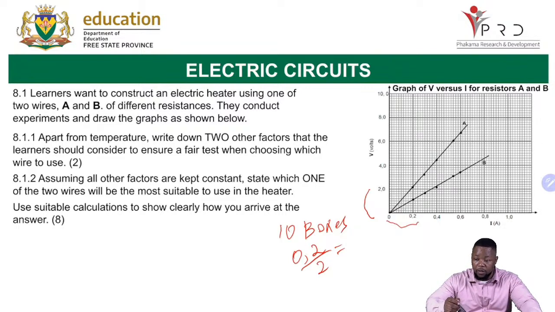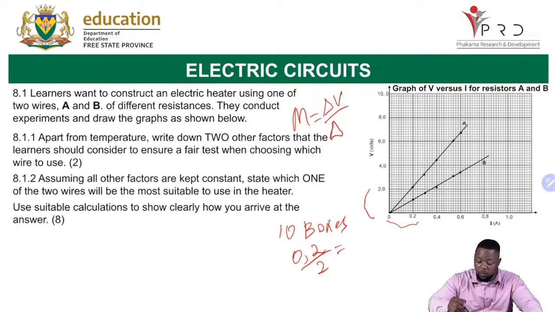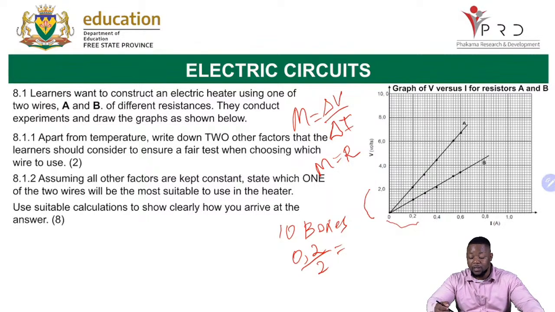The other thing on the graph is that the gradient on the graph here, the change in y will be the change in V, the change in x will be the change in I, and this will indicate that the gradient of the graph will give us the what? The resistance. The graph with the higher gradient will indicate a higher resistance, and the graph with the lower gradient will indicate a lower resistance. So this resistance here is higher, and this resistance here is lower. So we can tell that by looking at the gradient of the graph.